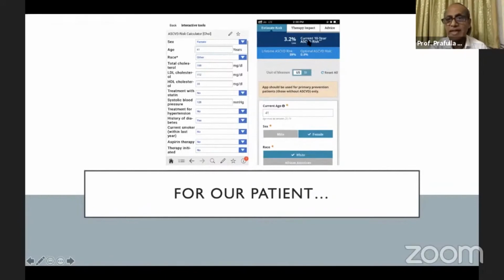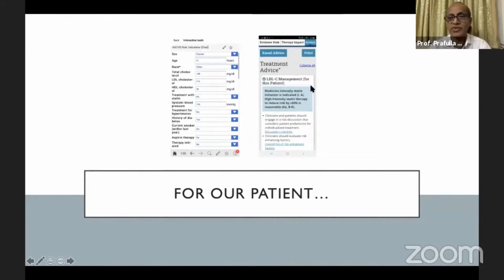You should definitely initiate discussion with this lady about whether to give statin or not, because she is just there at 41 years, and though she is on the lower side of the 40 to 70 age group, you click on the advice and you will come across what advice to give her in terms of her LDL cholesterol management. You have to prescribe her, as a class 1 level of evidence A recommendation, a moderate intensity statin, and you may also think about a high intensity statin.